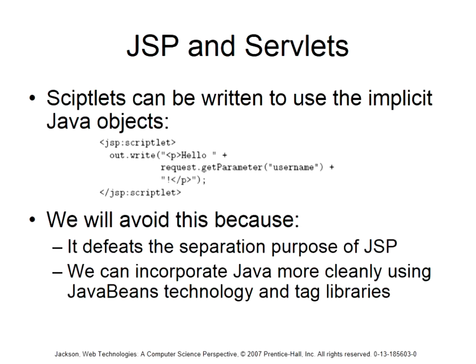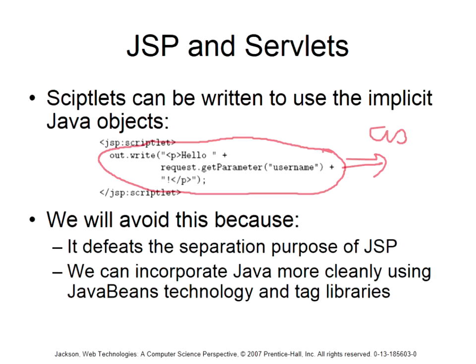After that, scriptlets can be written to use the implicit Java objects. For example, here, when we write a GSP scriptlet out.write p hello plus request.getParameter username plus p, all this code will be inserted as is into the servlet.